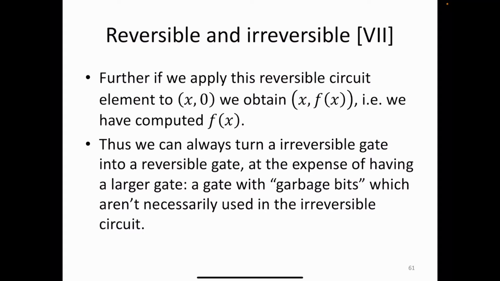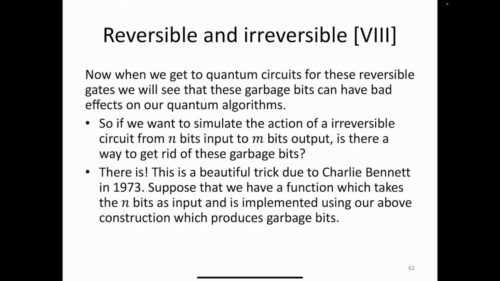So we can always turn an irreversible gate into a reversible gate at the expense of having a larger gate. And usually these are called garbage bits, which aren't necessarily used in the irreversible circuits, but we use them in reversible circuits. When we get to quantum circuits for these reversible gates, we'll see that these garbage bits can have bad effects on our quantum algorithms. One of which is that you must be careful not to have your garbage bits entangled with your result before you measure the system with the bits that you use to produce the information that you're after. So you have to make sure to disentangle them before. That's one problem that we see here.